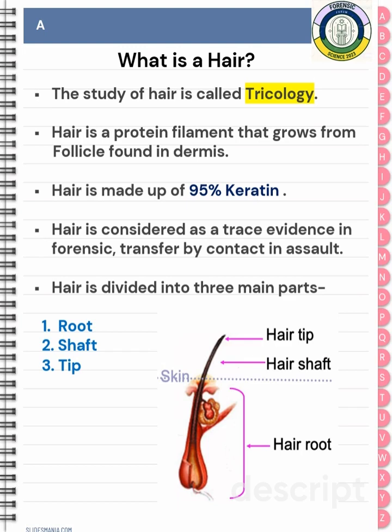Hair is divided into three parts: root, shaft, and tip. This is the root region. The part of hair that is embedded in the hair follicle is called the hair root. It is beneath the skin. And the shaft. It is visible above the skin. It is the visible part of the dead hair projecting above the surface of the skin. This region is called the shaft. And the tip. The most distal part of the hair is called the hair tip.